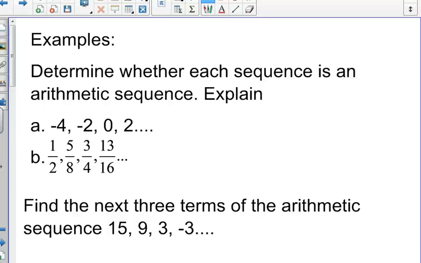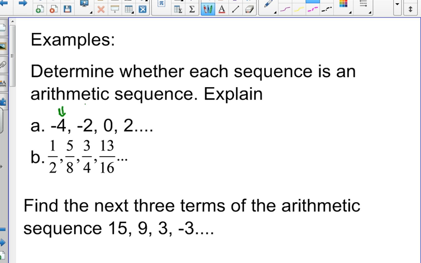Alright, here are some examples for Chapter 3, Lesson 5 on arithmetic sequences of linear equations. Determine whether each sequence is an arithmetic sequence. First of all, you find out if there is a common difference between the terms.